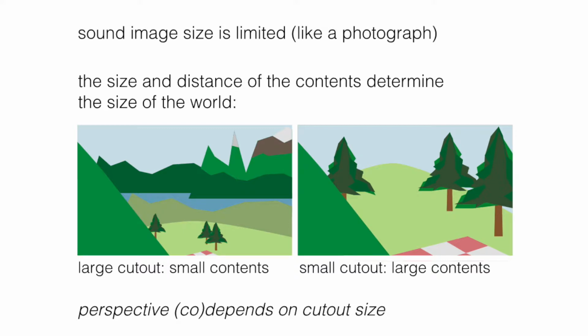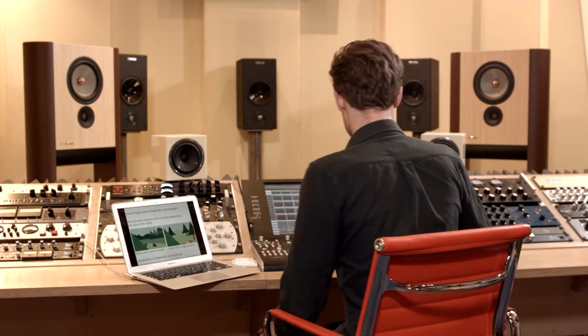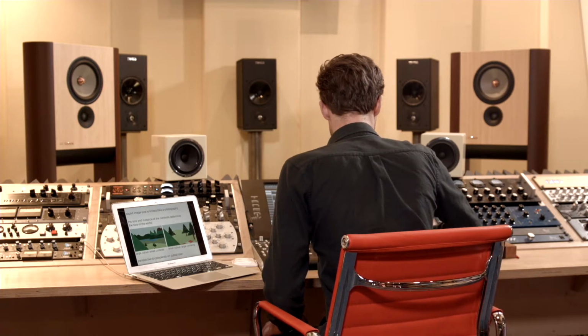So whatever you do within the boundaries is up to you, as long as you realize that if you create a large cutout, automatically the contents will be relatively small. While if you create a small cutout and feature large contents, there's less room available for other contents or for more of the surroundings. So the thing to remember is that the perspective depends on the cutout size you choose. And that size depends on context within the music, of course. So let me play you some examples. I have a song here with a particularly small cutout size. So let's listen to that.